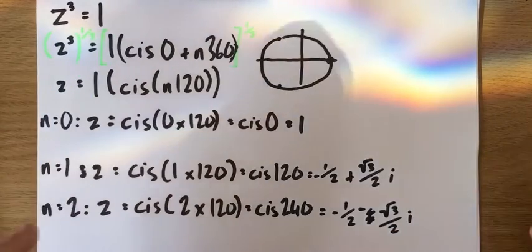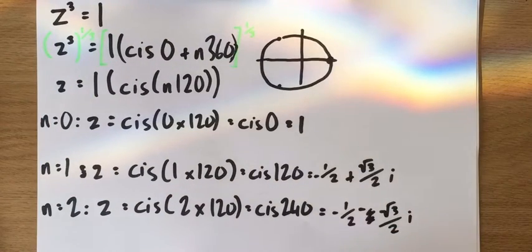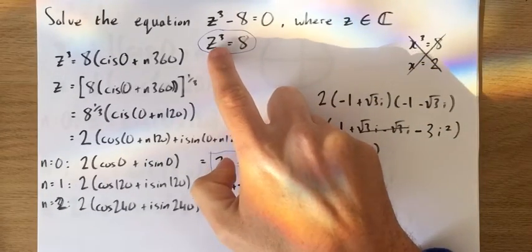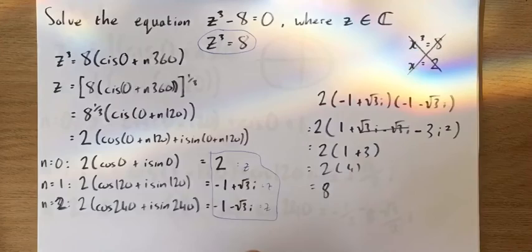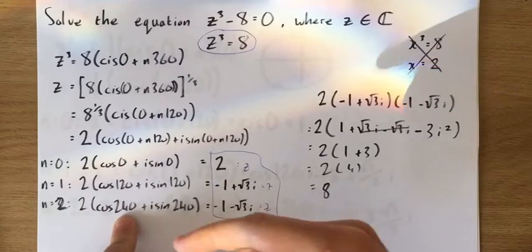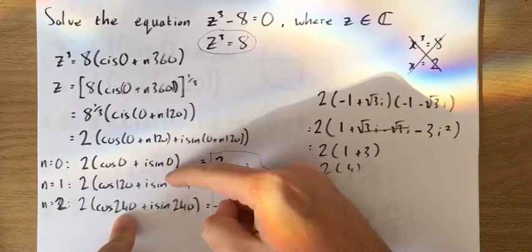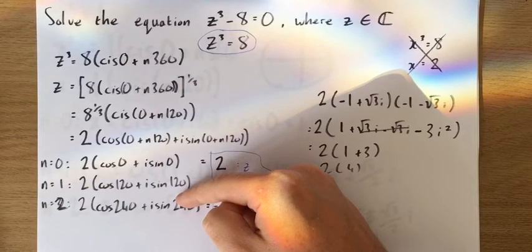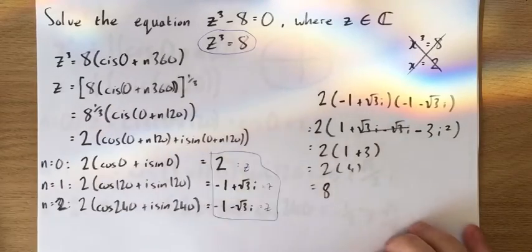Now that's not a unique property of the roots of unity. If you look at one I did previously, where I was looking for the cube roots of 8, I found my answers were cis of 0, cis of 120, cis of 240. So they were 360 divided by 3, 120 degrees away from each other. And the modulus was the same for all of them. They were all 2 times that.